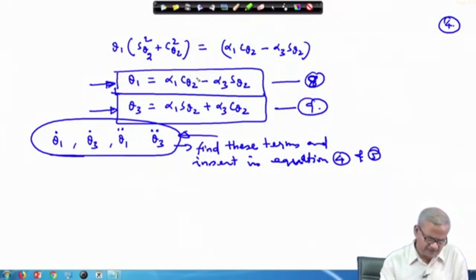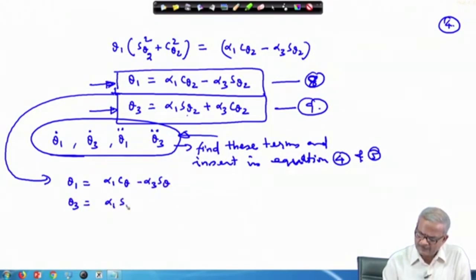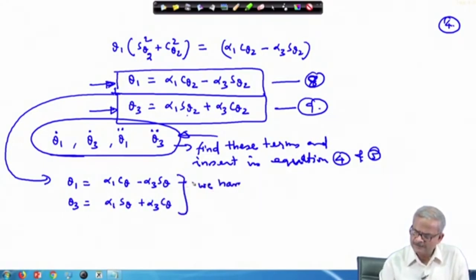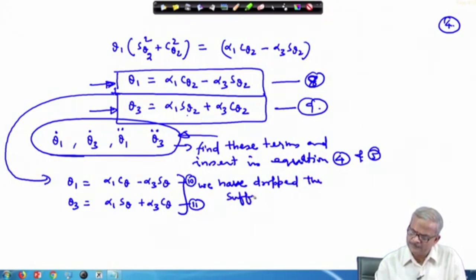Okay, so, theta 1 is alpha 1 c theta 2 minus alpha 3 s theta 2, and theta 3 is alpha 1 s theta 2 plus alpha 3 c theta 2. Now, let us rewrite this, so that we do not have to carry this tag 2. Okay. So, we will write this as theta 1 equal to alpha 1 c theta minus alpha 3 s theta, and theta 3 equal to alpha 1 s theta plus alpha 3 c theta. So, this I will write as 9, this is 10 and this is equation number 11. We have dropped the suffix 2 for convenience.